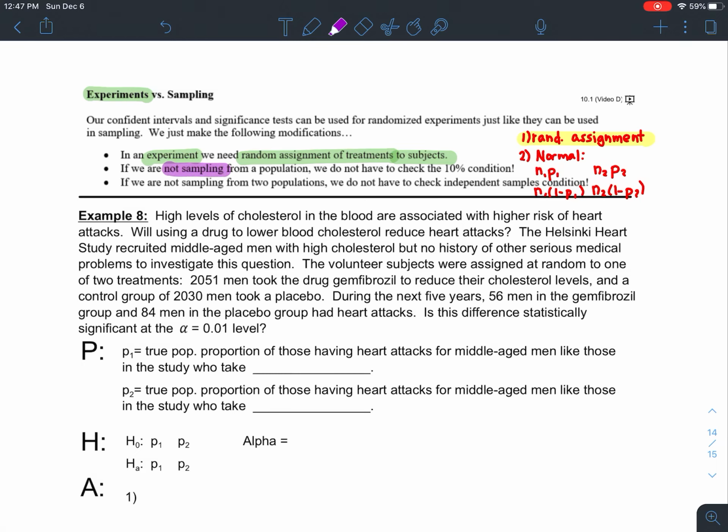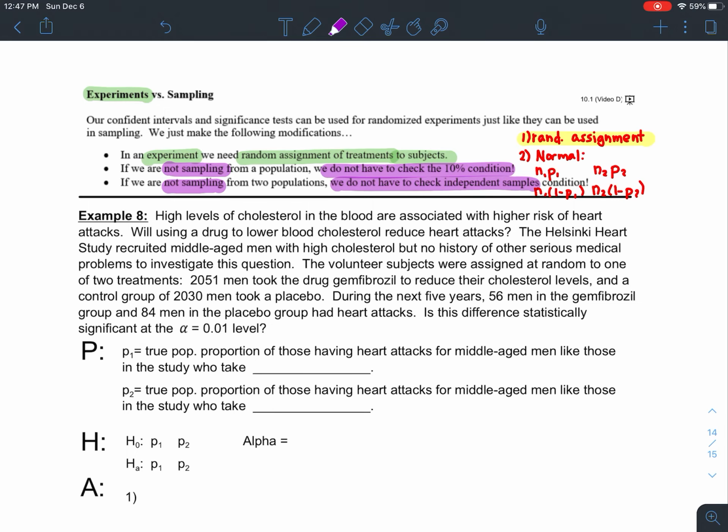The other thing worth noting is if we're not sampling from a population, we don't need to check the 10% condition. The whole purpose of that is that when we gather a sample of people, as we select each person, we don't throw them back into the pot so they could accidentally be chosen again. So we do that 10% condition to make sure, since we're sampling without replacement, that the sample size isn't exceeding 10% of the population. If we're not talking about sampling, we don't need to check the 10% condition.